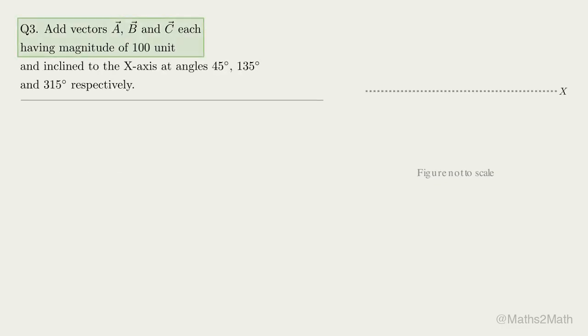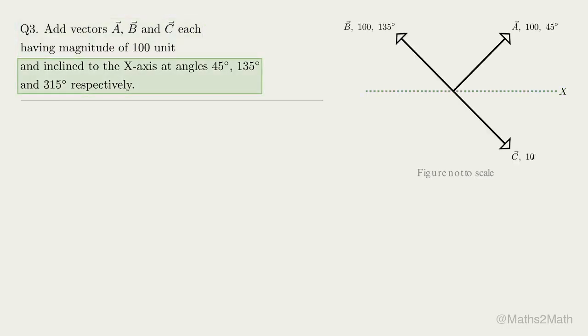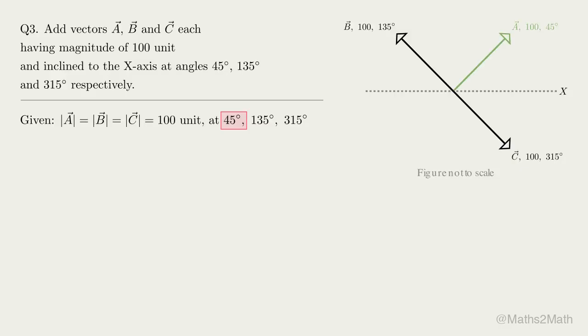Question 3. Add vectors A, B, and C, each having magnitude of 100 unit, inclined to the x-axis at angles 45 degrees, 135 degrees, and 315 degrees, respectively. What does this mean? We must find the single resultant of all three vectors. We are given three vectors of 100 unit each. A at 45 degrees, B at 135 degrees, and C at 315 degrees.